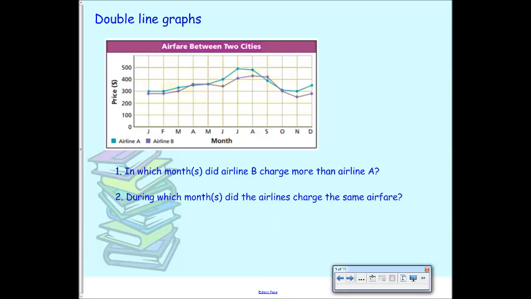In what months did airline B charge more than airline A? So you're looking for where airline B charged more. So that means where the purple is what? Above or below? Above. So where is the purple line above? A and S. And anywhere else? So what are those? April and September. Good. They stand for months, right? So that would be the months April and September.